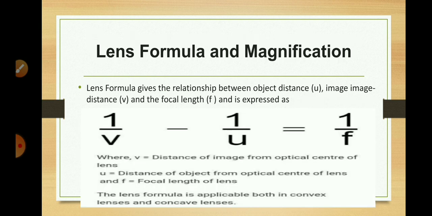We learned about mirror formula. We also have a formula for lenses. Lens formula is a formula or equation which gives relationship between object distance, image distance and focal length. It is expressed as 1/v - 1/u = 1/f, where v is the distance of image from the optical center of lens, u is the distance of object from optical center of lens, and f is focal length of the lens.